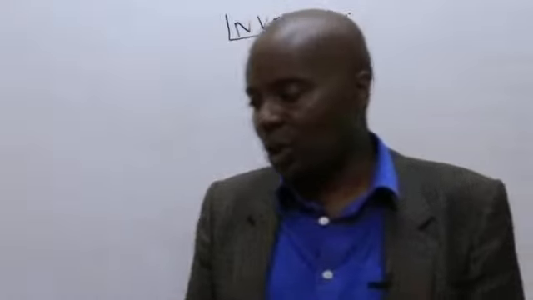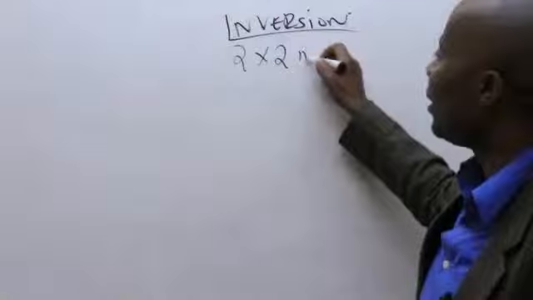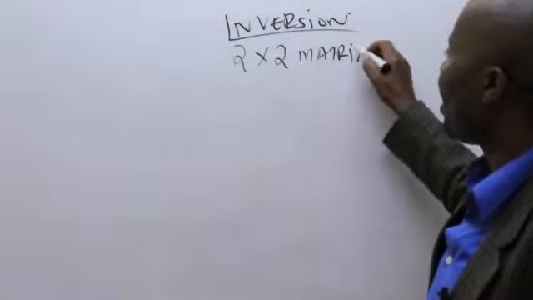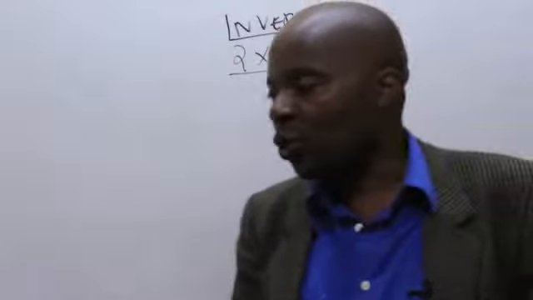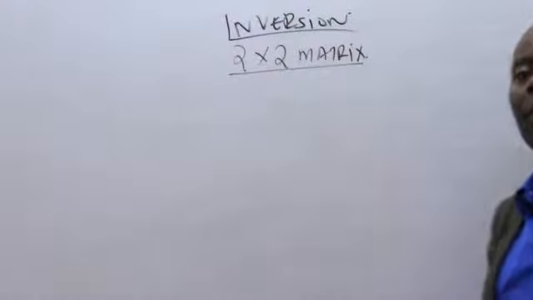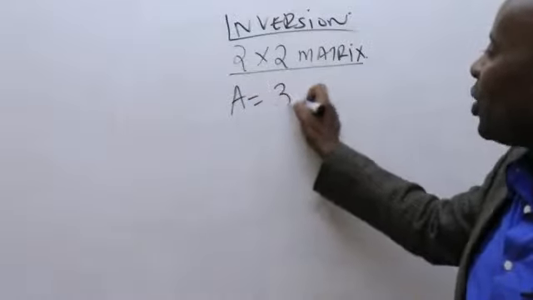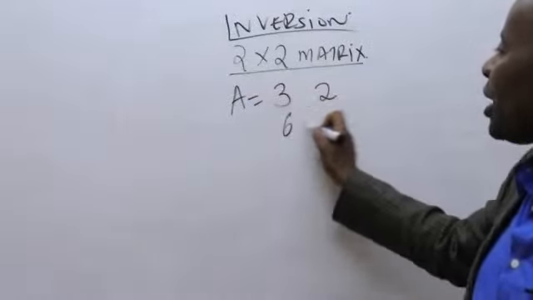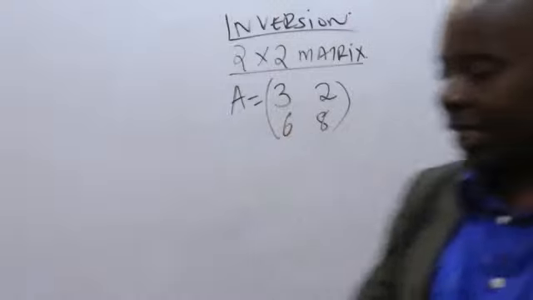So I want to show you how to get an inverse over a 2 by 2 matrix first. Now, ladies and gentlemen, listen to me very well. If you're given a matrix of this nature, 3, 2, 6, 8, and then somebody tells you to find the inverse, you find the inverse.